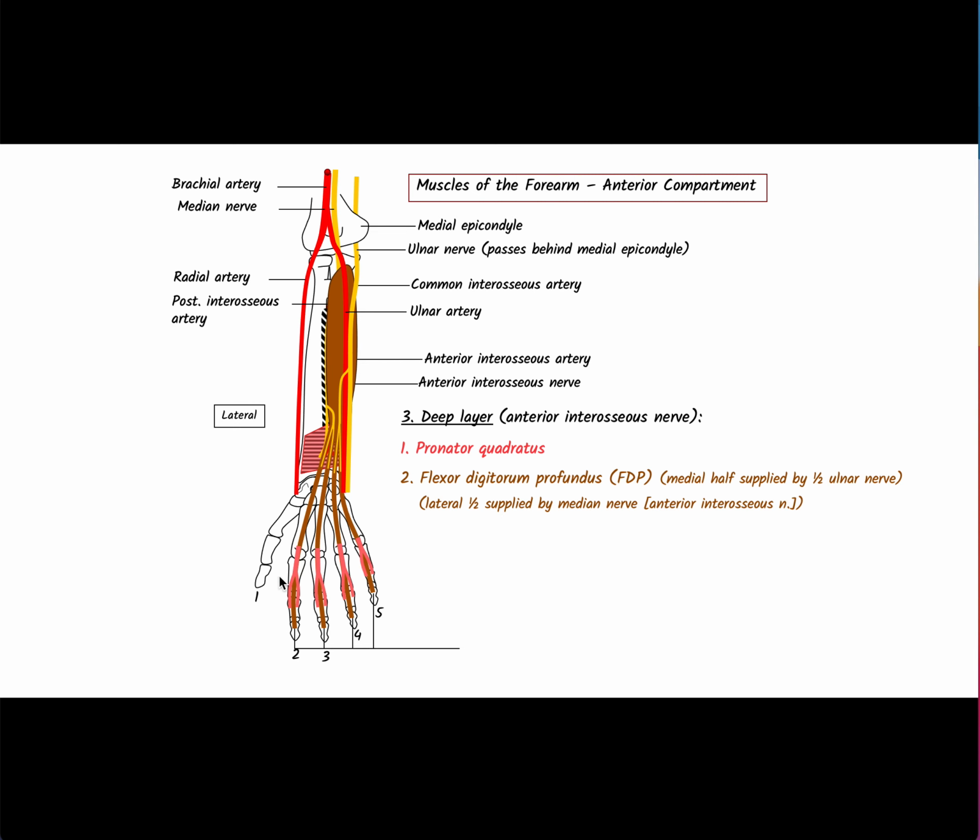And then you can see that these tendons pass between the tendons of my flexor digitorum superficialis, so they can reach the bases of my second, third, fourth and fifth phalanges.